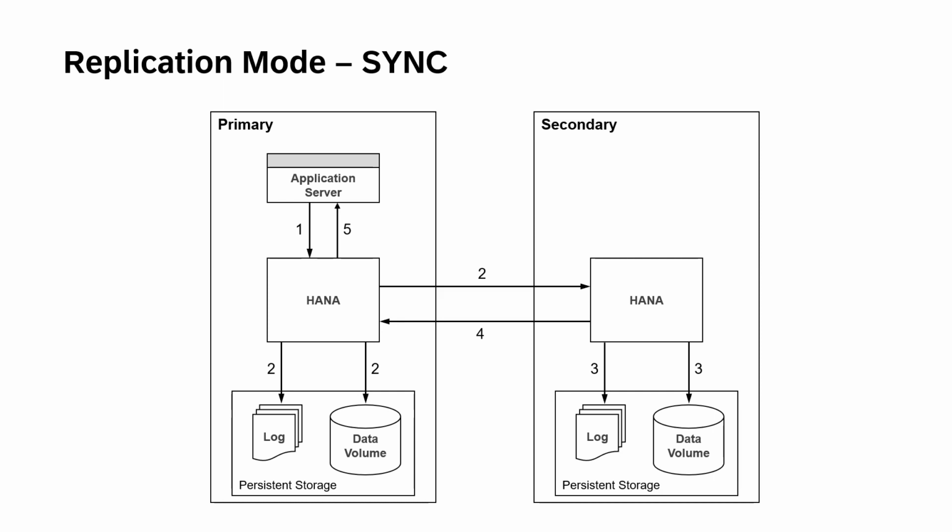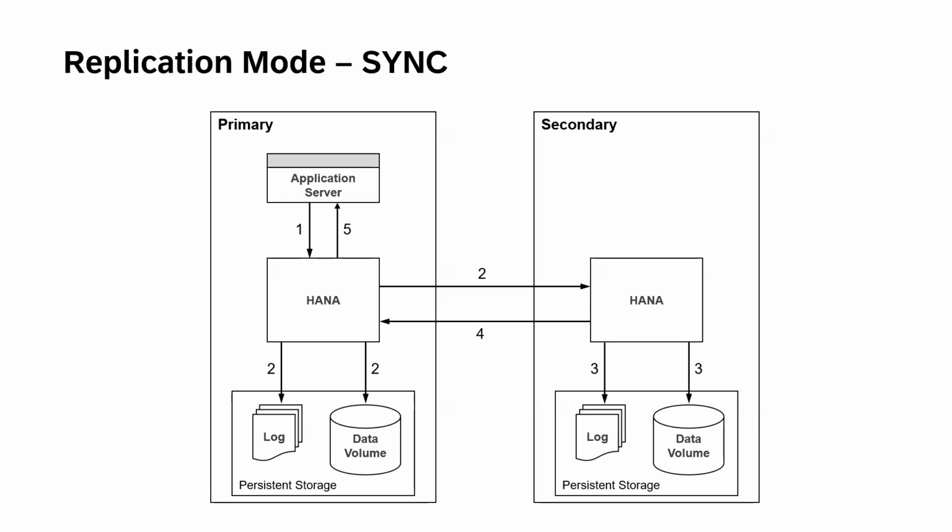This is what is called a synchronous method. Until the change data is persisted to both the databases, the primary database and also the secondary database, it is not acknowledged to the application server. So in this case, there will be a little slack, a little delay in the application server.